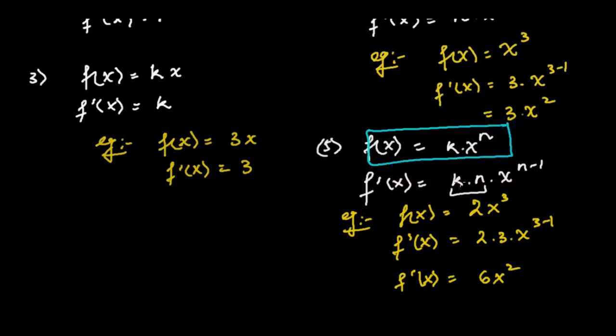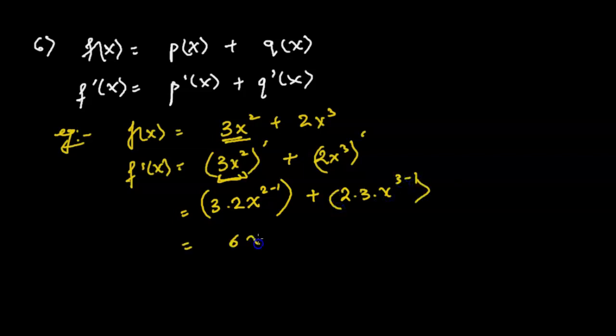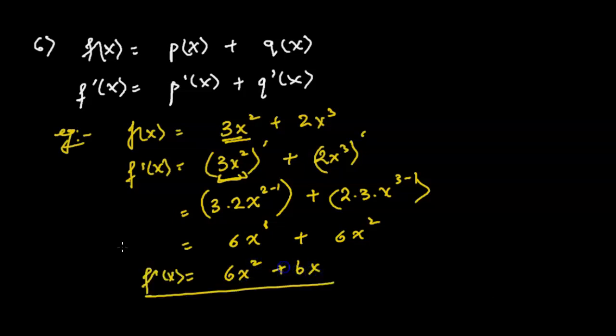So we would rewrite it as k times n times x to the power n minus 1, and it would look like 3 times 2 times x to the power 2 minus 1. That's for the first function. For the second one, it's 2 times 3 times x to the power 3 minus 1, and we would get 6x to the power of 1 plus 6x to the power of 2. So the final answer is 6x squared plus 6x. We can write down the answer as the correct polynomial form.